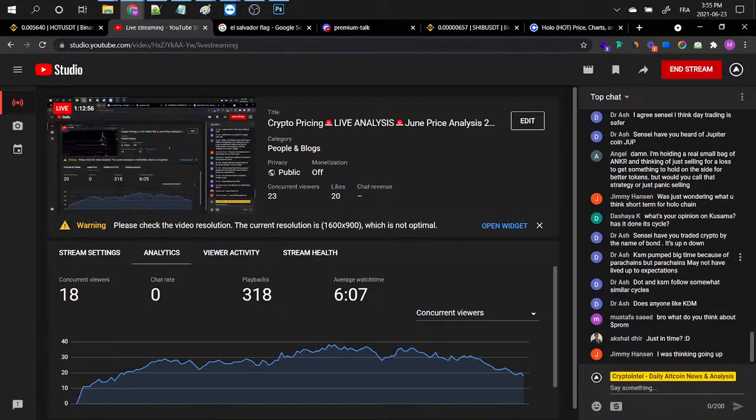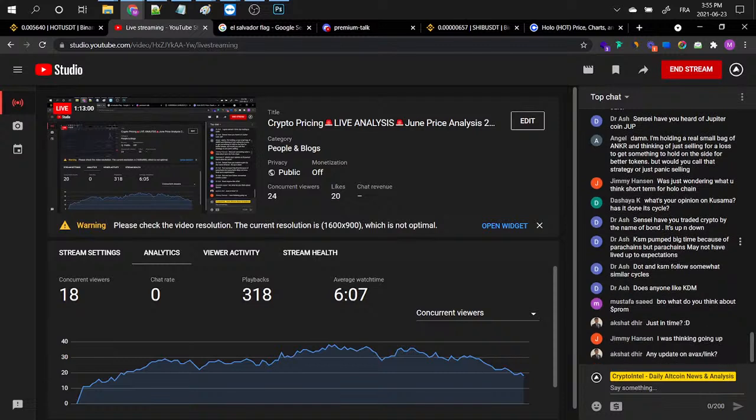Think about Bitcoin Diamond. Guys, do you remember that scam? It was insane. Like, this was actually removed from Binance. So we got the Polkadot and KSM follow somewhat similar cycles. Yep, I think they're well related, by the way.